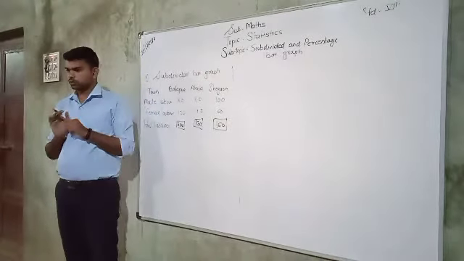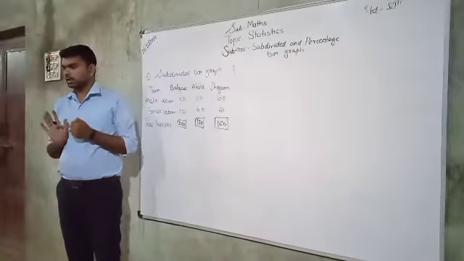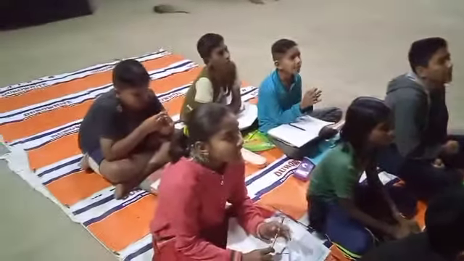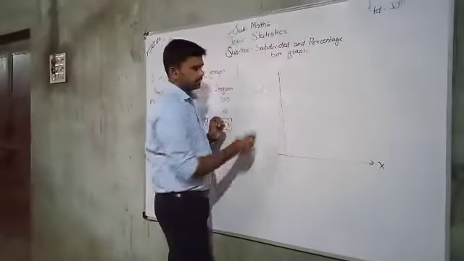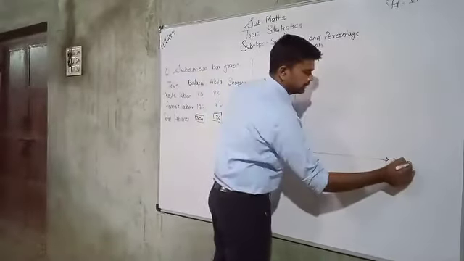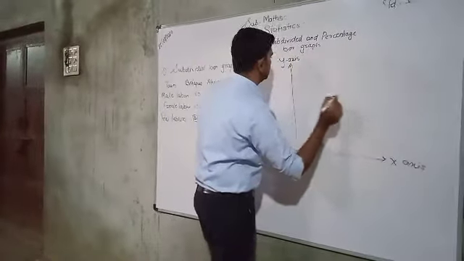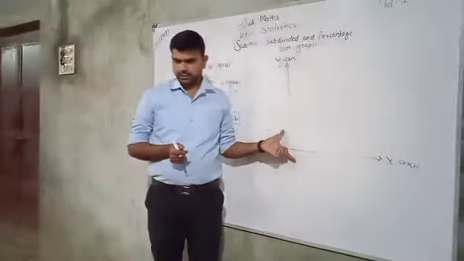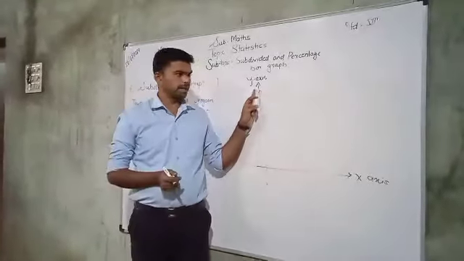Now what do we have to do? We have to draw a graph. What is the first step? While drawing the graph, we first have to draw two axes, the X axis and the Y axis. This is the X axis. This is the Y axis.